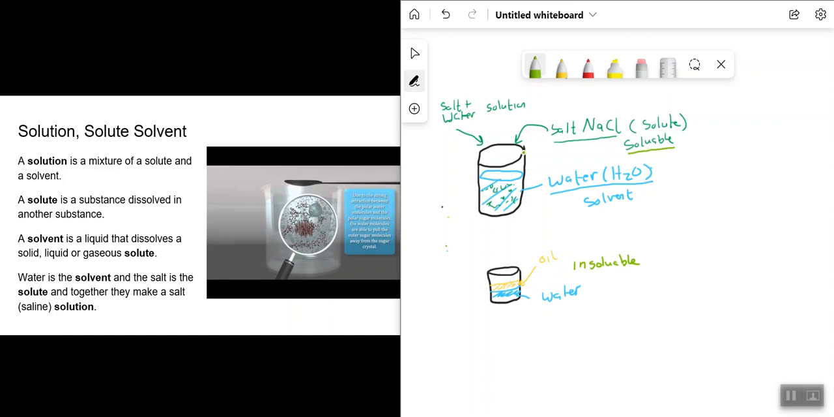When I take the salt and put it into the water, it'll disappear and dissolve into it. Similarly, if I'm making a cup of tea, I can take the sugar and dissolve it in the hot water. It'll disappear into the solvent, which in this case would be water. So those are the parts of a solution.